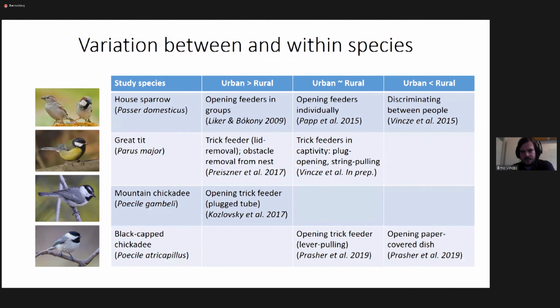And these studies found not only differences between urban and rural populations. Some of them found strong differences between urban and rural populations. Others found no significant difference. And interestingly, not only between species there was a big variation, but also within species. So in the same species, in some tasks, urban birds might have outperformed rural birds. In other tasks, urban birds and rural birds showed similar performance. And there were even a few studies where the rural birds outperformed the urban birds.